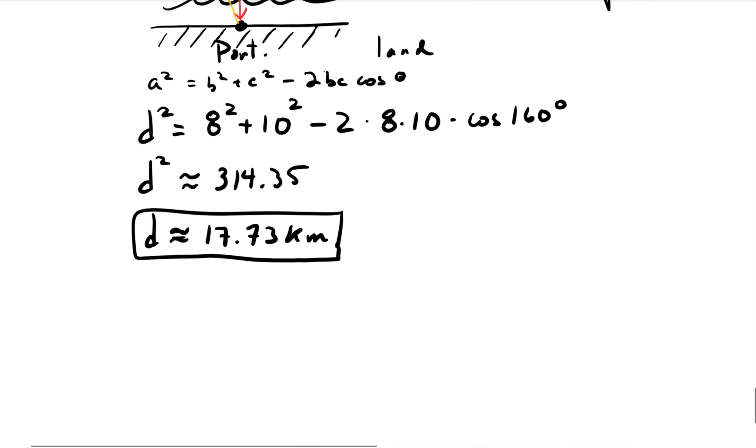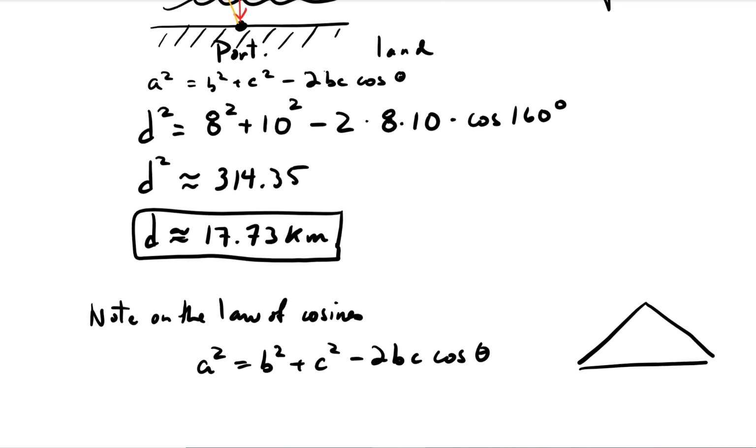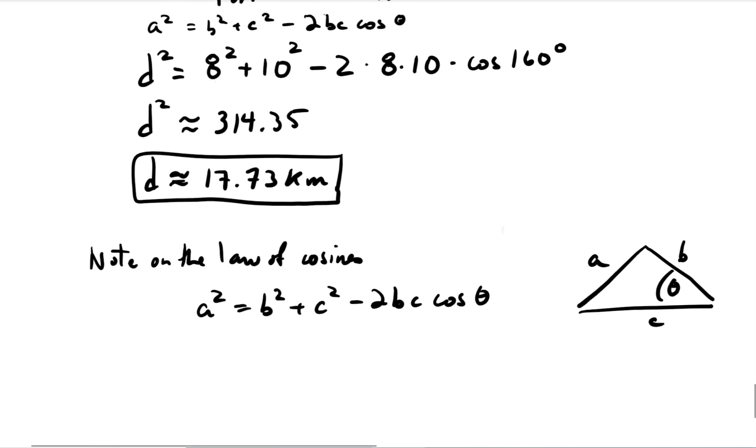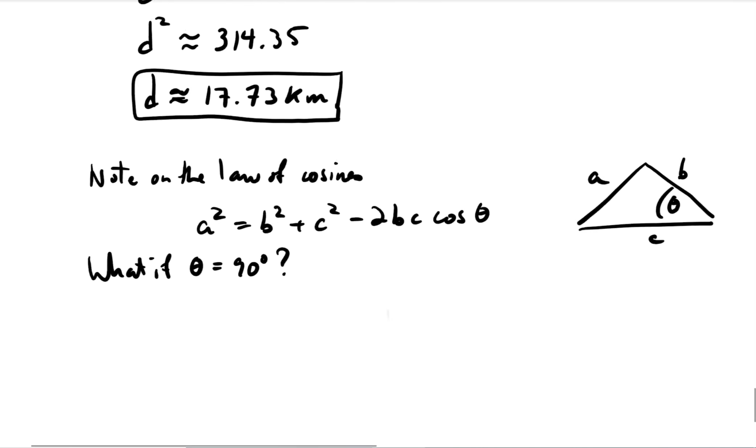A small note on the law of cosines. So a squared, we said, is b squared plus c squared minus 2bc cos theta. Where this could be theta, this could be b, c, and a is the opposite. What's important is that a is the opposite side of theta. Okay, what if theta is 90 degrees? What is this law in that case?